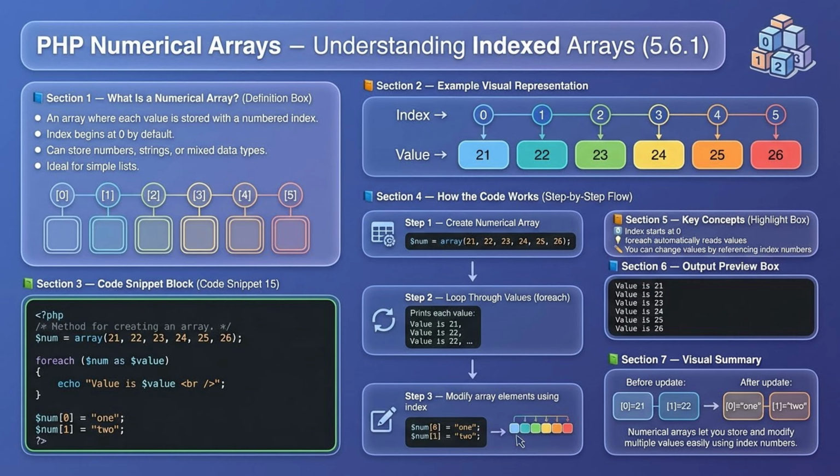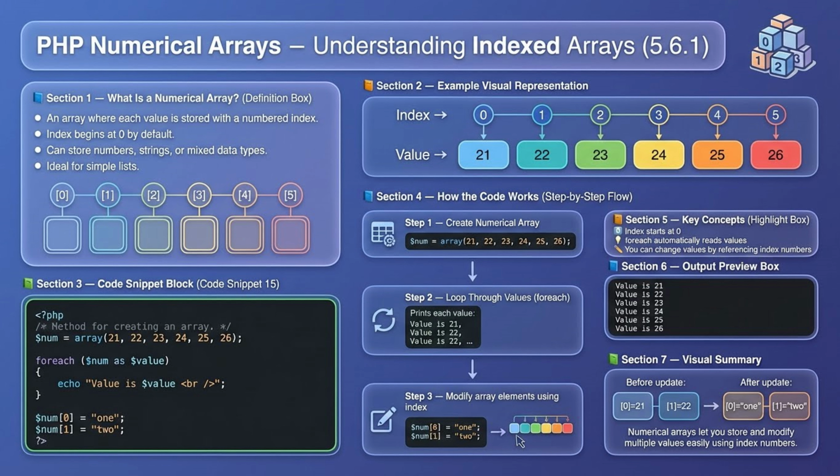After displaying the original values, the code shows how you can modify specific elements by referring to their indexes. For example, $num[0] = 1 replaces the first value with the string 1, and $num[1] = 2 updates the second value. This flexibility allows you to update any part of the array at any time.